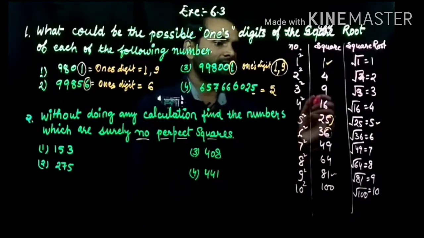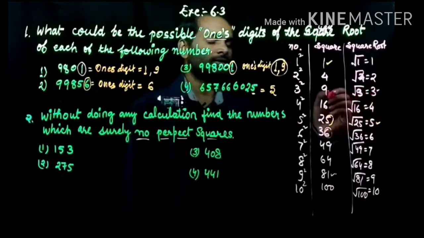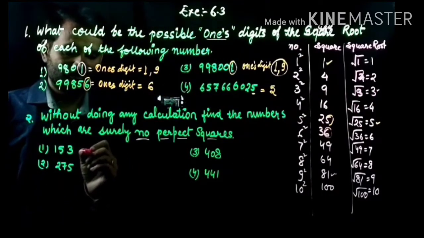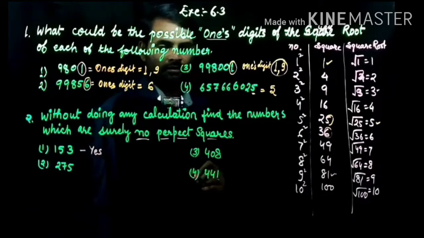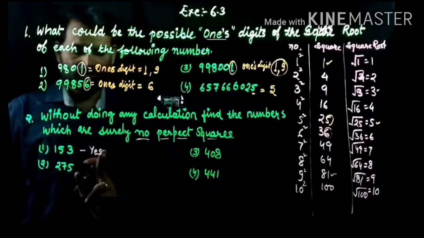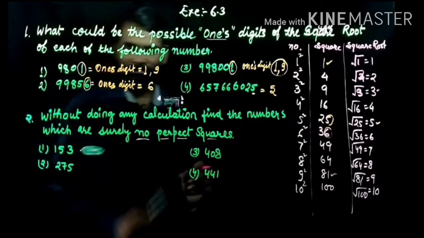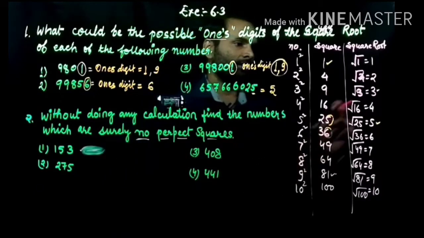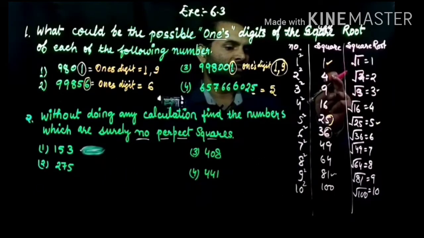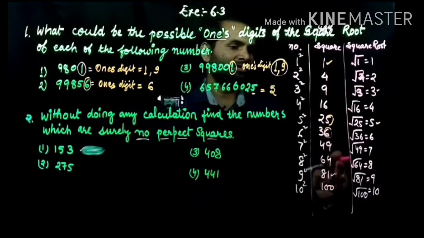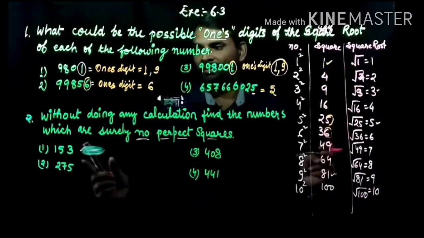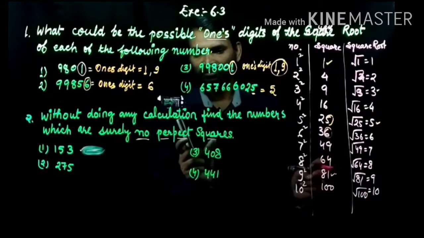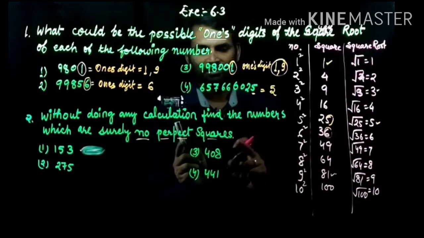Okay, then the 3 comes for 9, so the answer is yes, no, sorry. 153 is here, the square root digit does not come, the unit digit is 3. Okay, 1, 3, 9, 16, 5, 16, these are perfect squares.